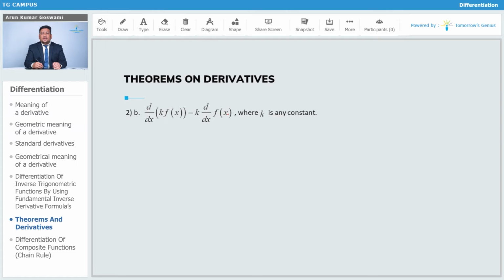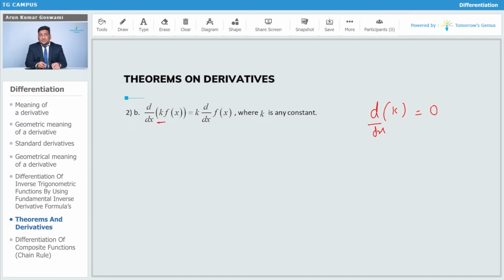Let's see the second theorem on derivatives. What this theorem says is very simple. Normally, the differentiation of a constant quantity is 0. Mostly I have seen students make mistakes in this constant part. If I say the differentiation of any constant quantity, like k or 2, 3, 4, 5, anything, it will be 0 only. Sure, but we cannot call a quantity constant when it is with the function. That is the very important point here.